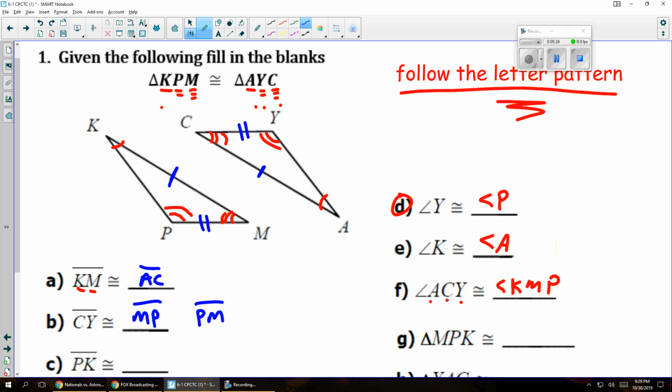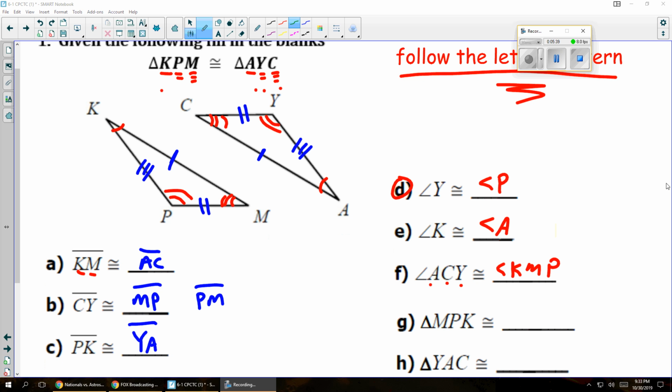Finally, we've got PK, which goes with YA. And put these little lines above it so that we know that it's a line segment. So now we're looking at these two triangles, and we just want to rearrange the letters. MPK goes with triangle CYA. You've got to keep the letters in the relative same order. So the next one says triangle YAC. That goes with PKM.